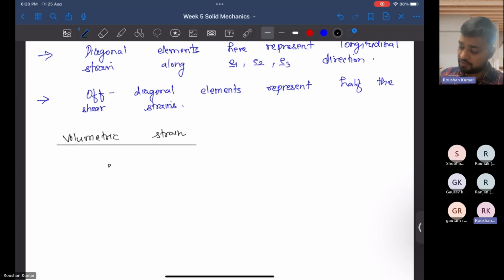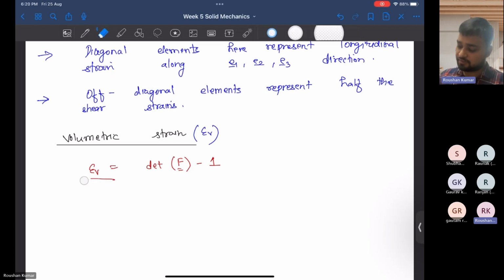So volumetric strain, which is denoted by epsilon V, is given by half of the determinant of F minus 1, where F is the deformation gradient tensor, as I told you in the previous lecture. So this is the volumetric strain.